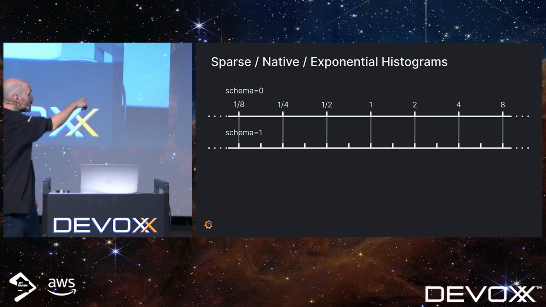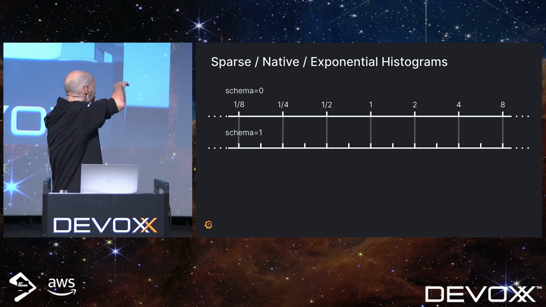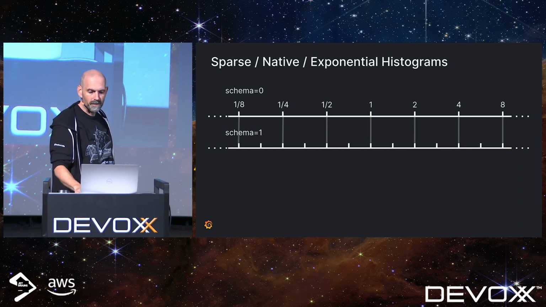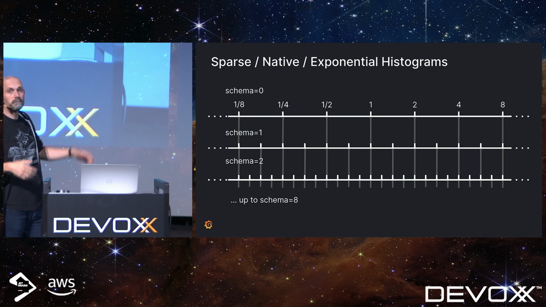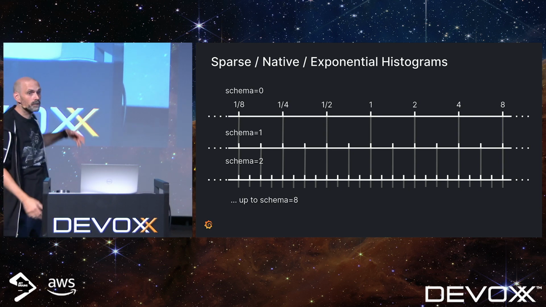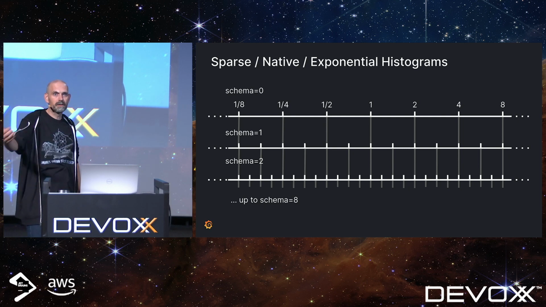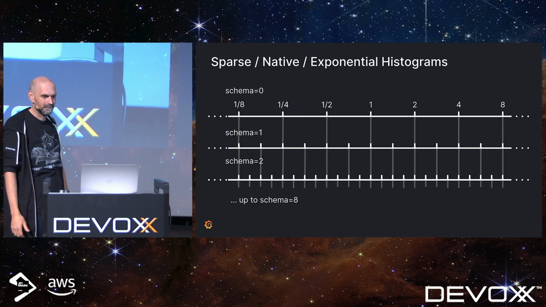Okay? So middle in terms of this logarithmic scale here. The middle between 1 and 2 would be the square root of 2. Anyway, you just get double so many buckets. If you increase the schema again, you again get double so many buckets, like one bucket in between two previous ones, right? And Prometheus supports this up to schema 8. So if you double your number of buckets 8 times, you get a pretty decent resolution.